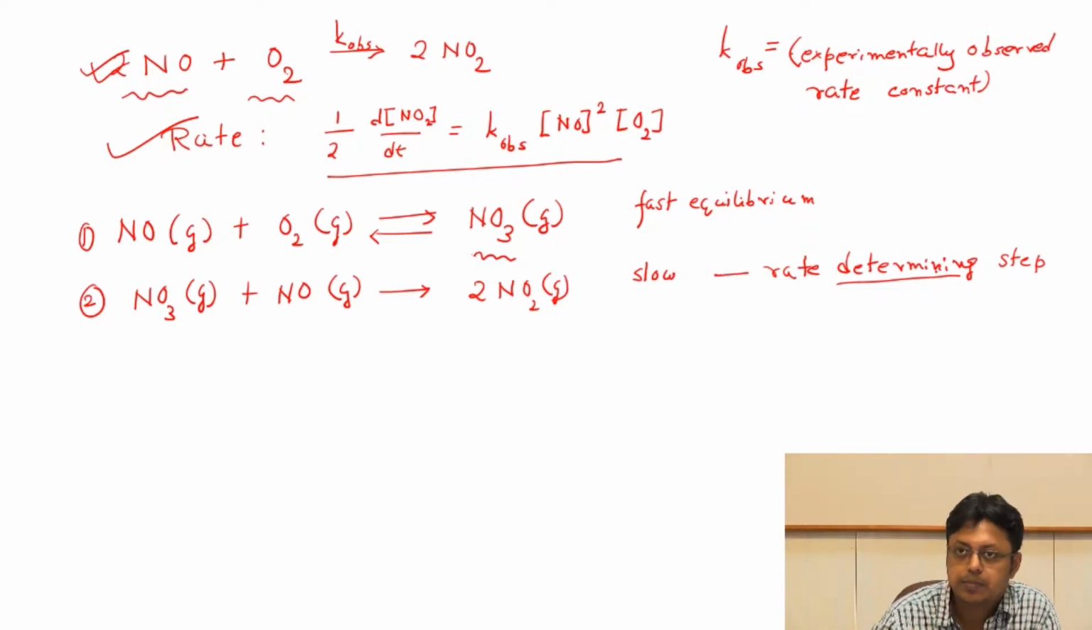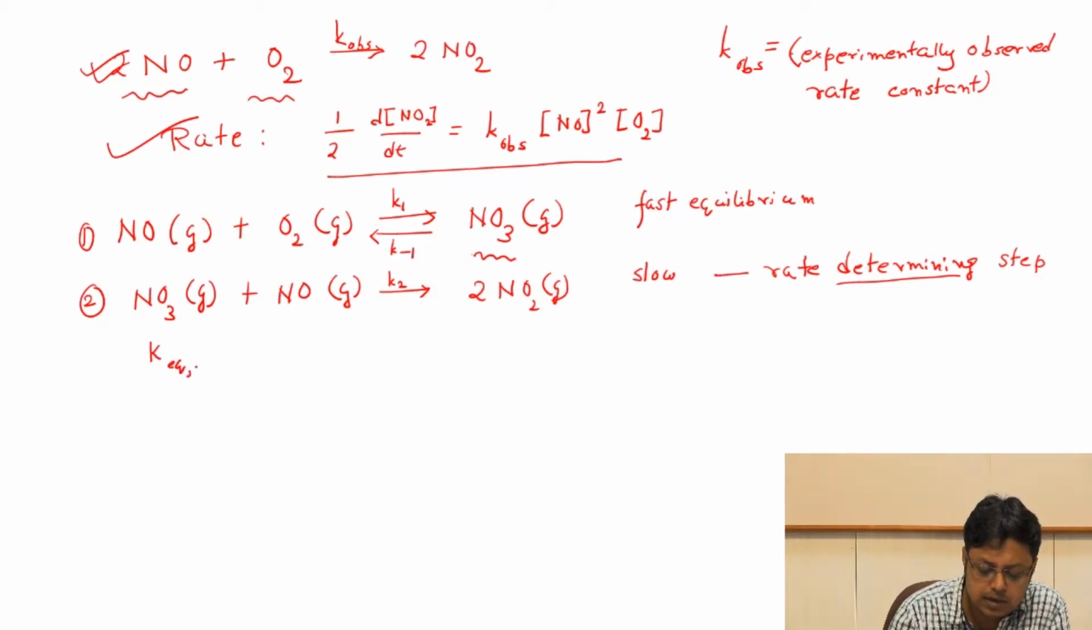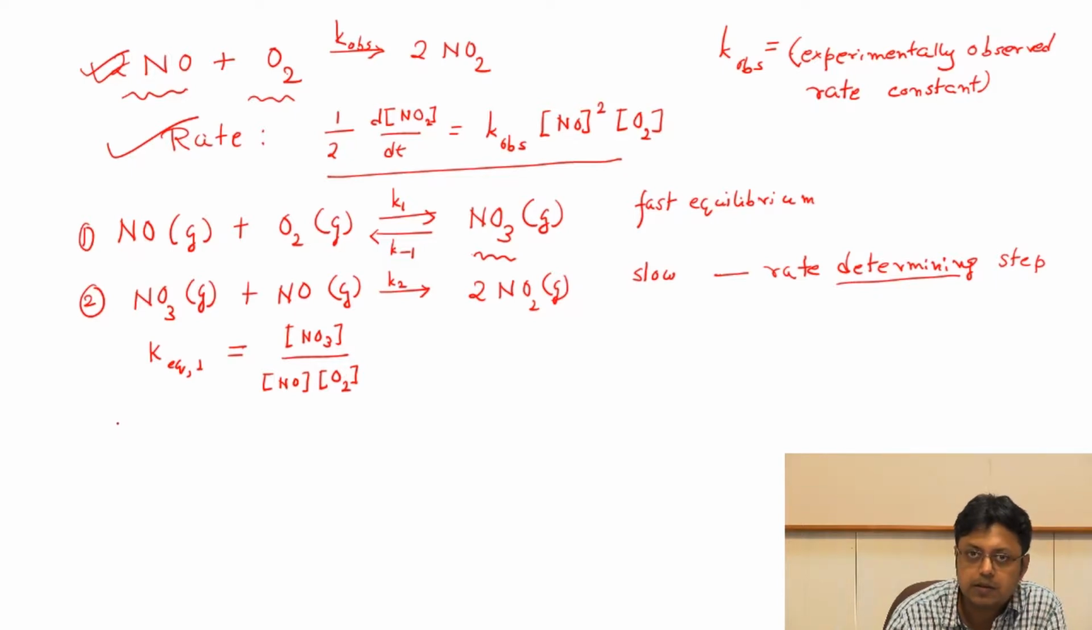Now let us consider how we will devise a mechanism. Also consider that we have some rate constant K1 for the forward reaction of the first process, as well as K minus 1 for the reverse reaction, and for the second reaction the rate constant I'm writing as K2. So considering the first equilibrium, we can always write that there is some equilibrium constant. I'm just writing K equilibrium suffix 1 to denote that it is the first elementary step, and for that we can write it as NO3 divided by NO divided by O2. So this is from the first reaction.